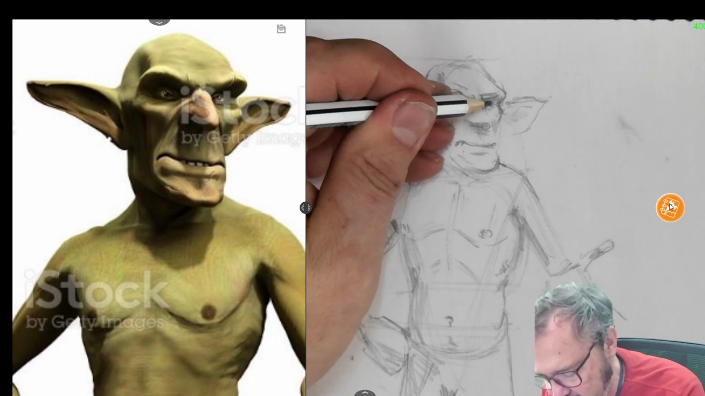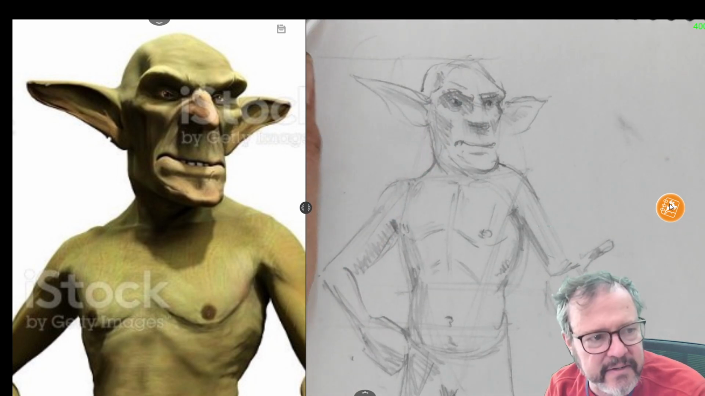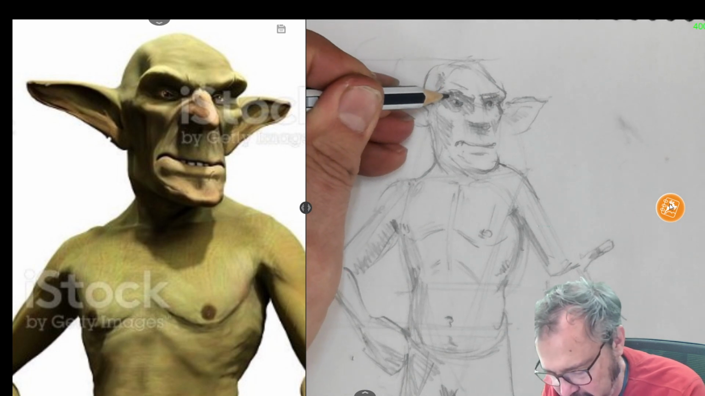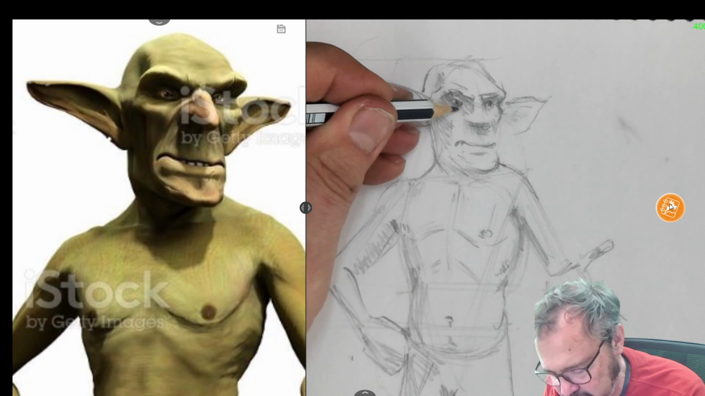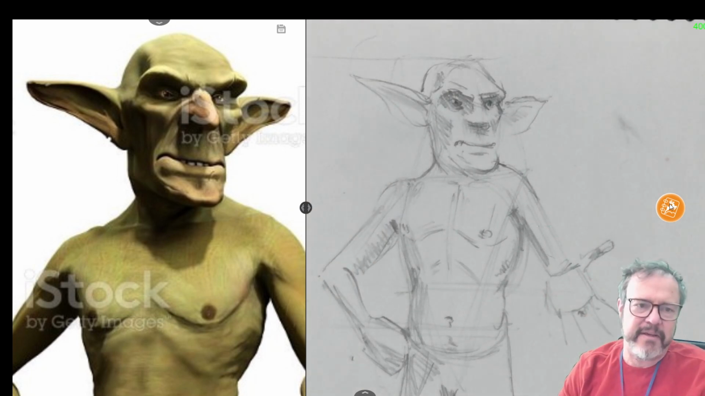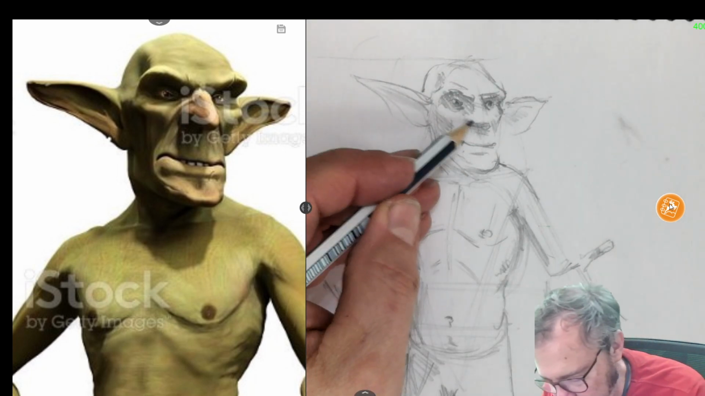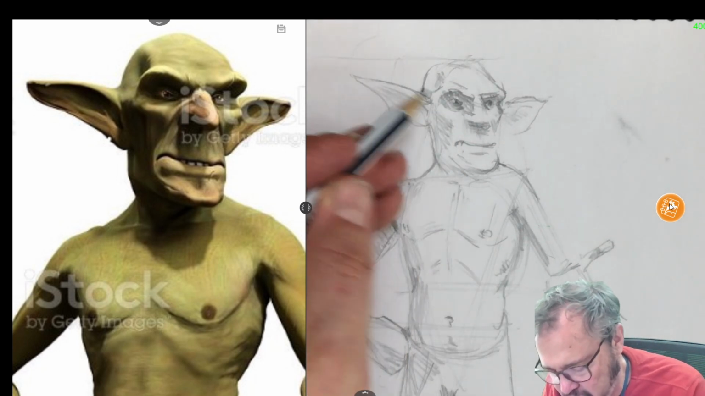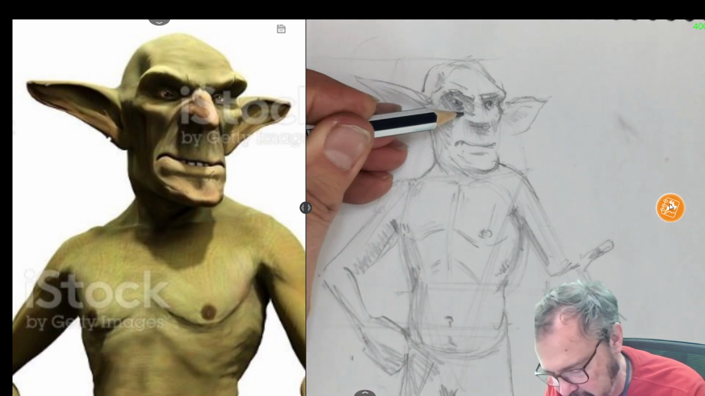So notice that it's really easy to place the eyes because I already did the eye sockets. Normally I'd have to measure the distance between them and everything. Now I know where they fit because I already did that shading. And everything comes together so much faster and easier if you've already organized the lights and the darks.